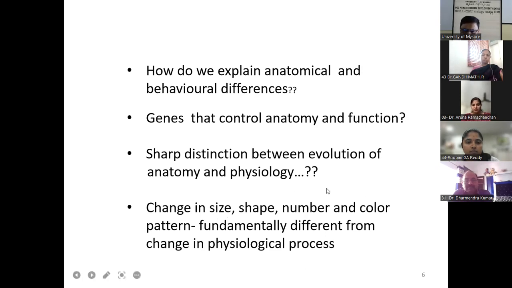So, in the case of distinction between evolution, anatomy, and physiology, some people even theorized that physiological changes, as exemplified by mutations in specific enzymes or proteins, do not explain the evolution of anatomy. So people even proposed there could be specific genes that direct the development or the evolution of anatomy and the physiology. They even called them morphogenes and physiogenes in 1975. So changes in size, shape, and number of color patterns are fundamentally different from change in physiological process, as a function of structure and functional differences.